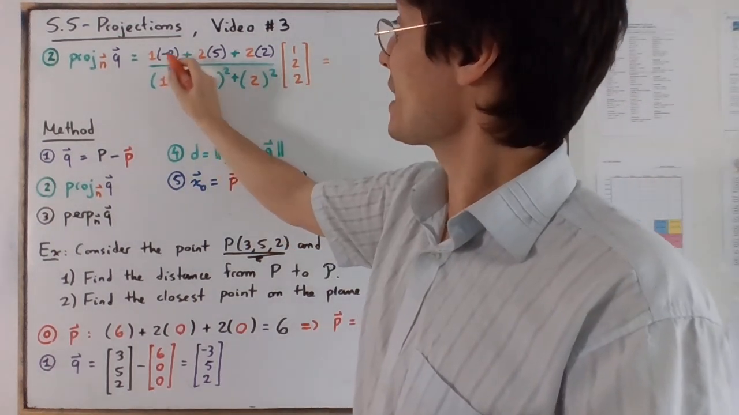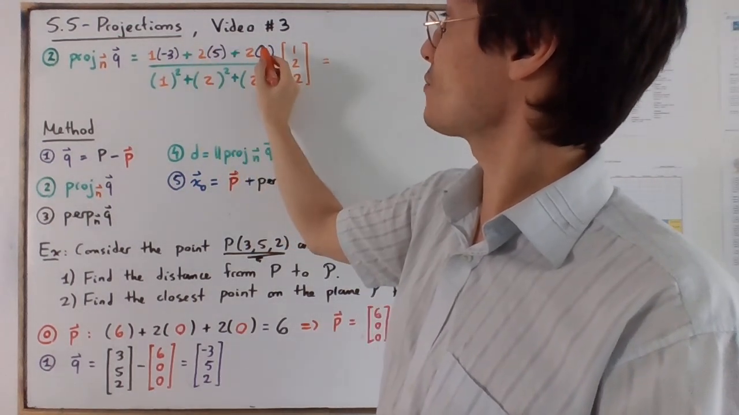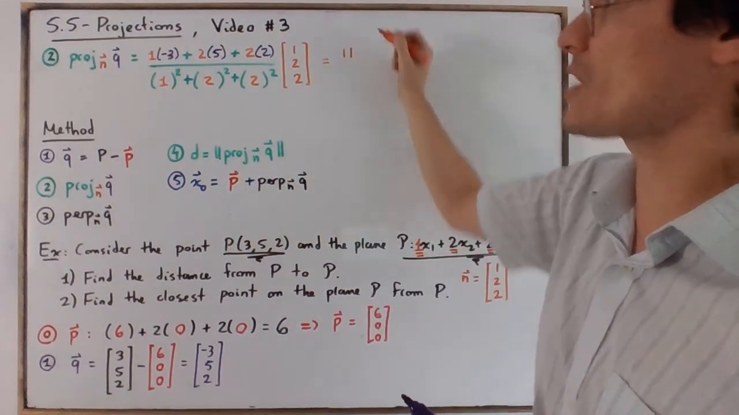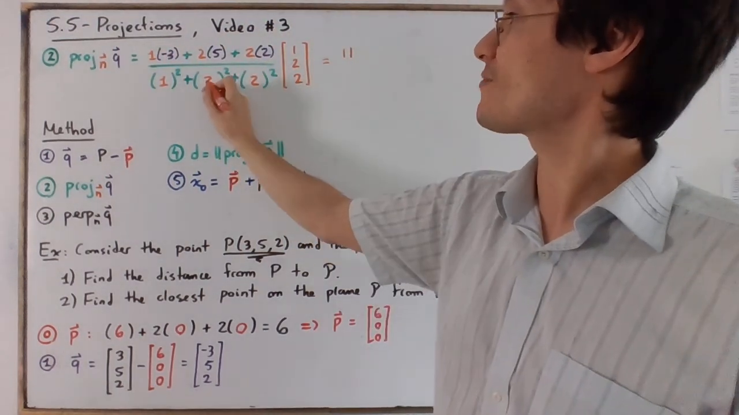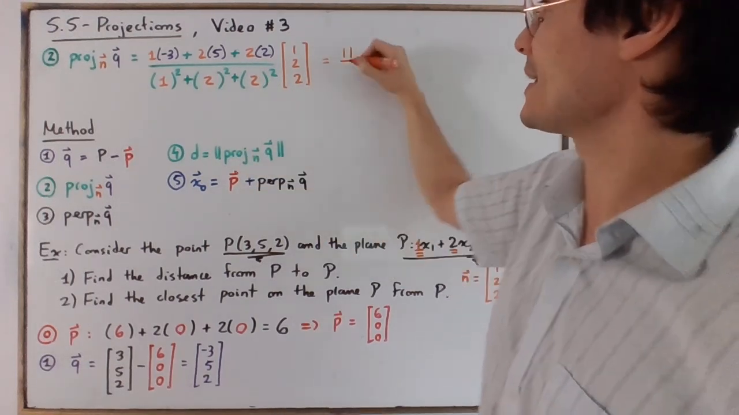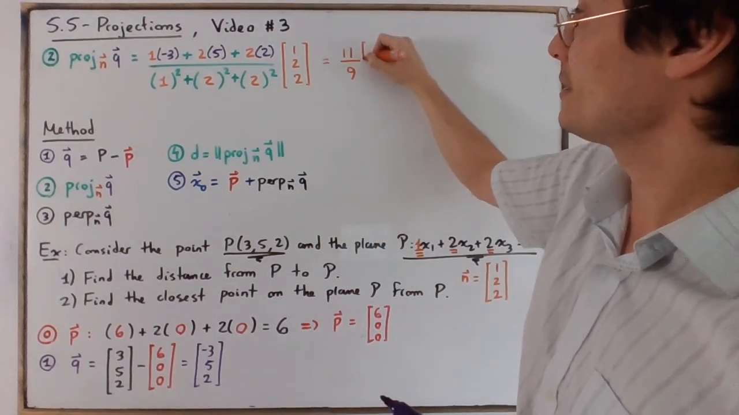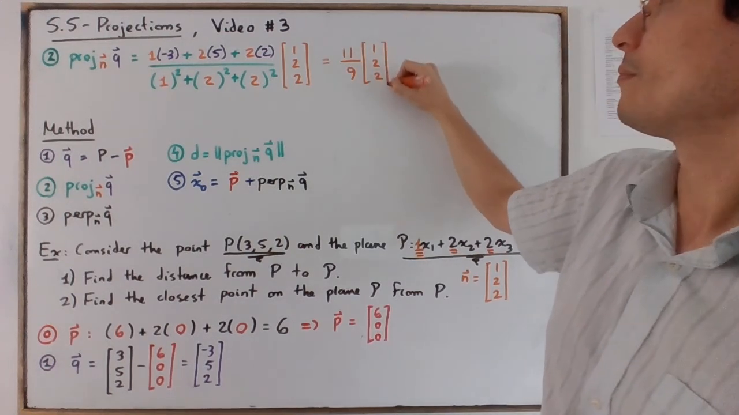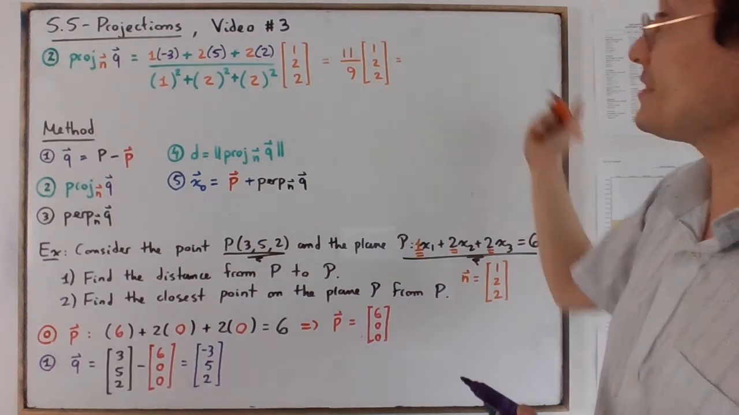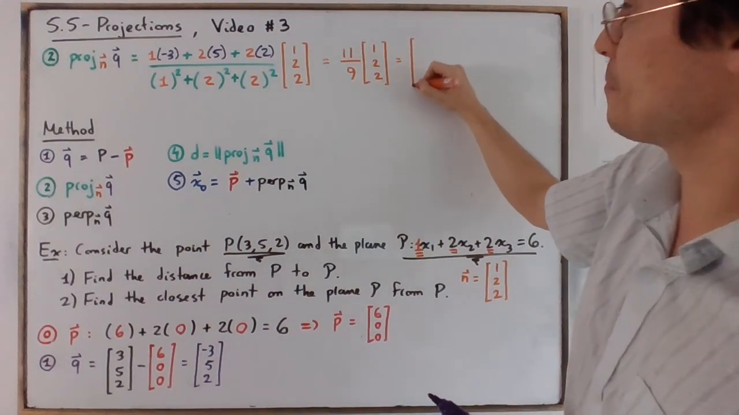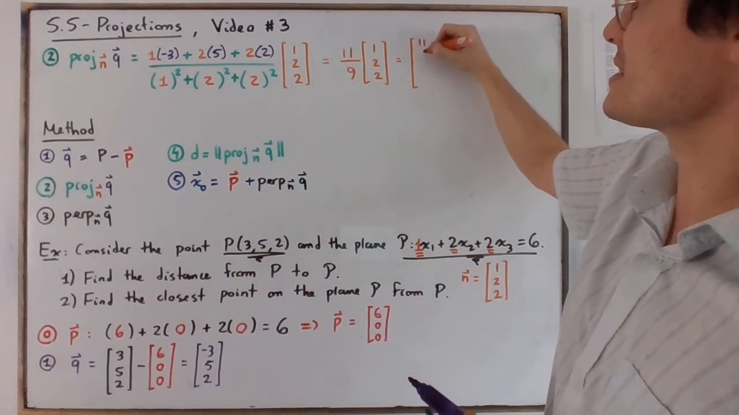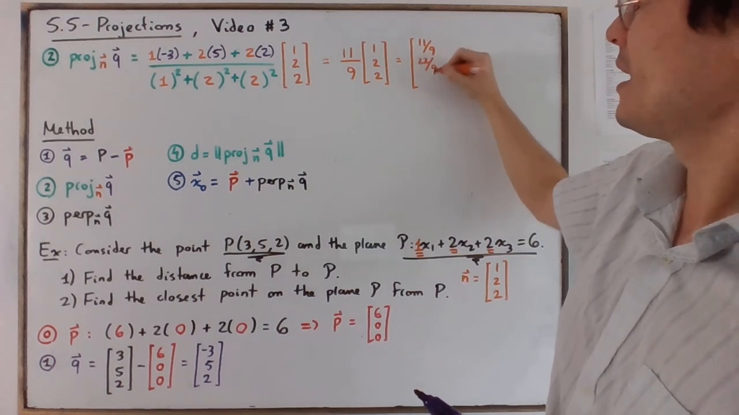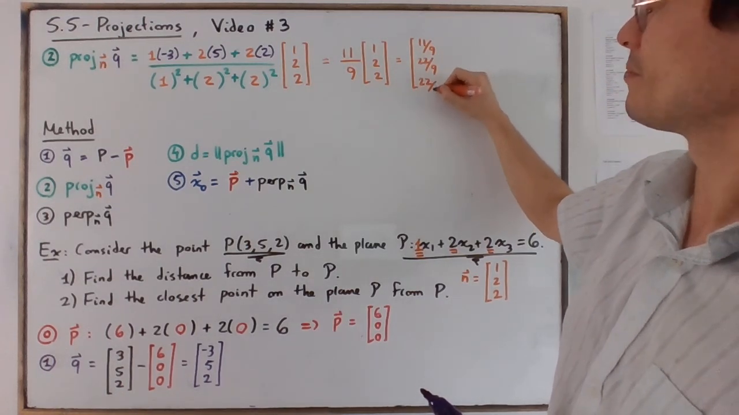So we have negative 3, 10 plus 4, 14 minus 3, 11. So 11 goes on the top. Here we have 4 plus 4, 8 plus 1, 9. So 11 over 9 times the vector 1, 2, 2. And now obviously we're going to put this 11 over 9 inside. So we have 11 over 9, 22 over 9, and 22 over 9.